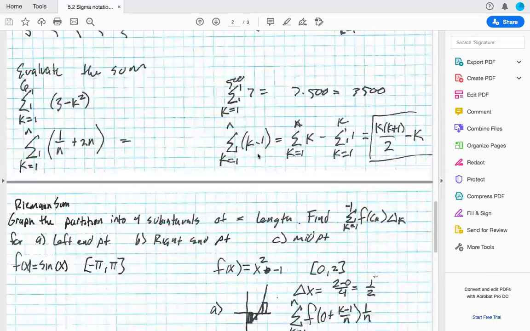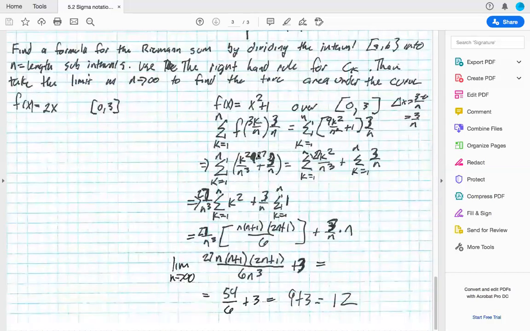So when we come back down here, I'm sorry for making you dizzy with the scroll. This right here is nothing more than n times n plus 1 times 2n plus 1 over 6 times our 27 over n cubed, plus 3 over n times, this is really just n times 1, which is n. Now, we're going to take the limit as n goes to infinity to find the true area under the curve.